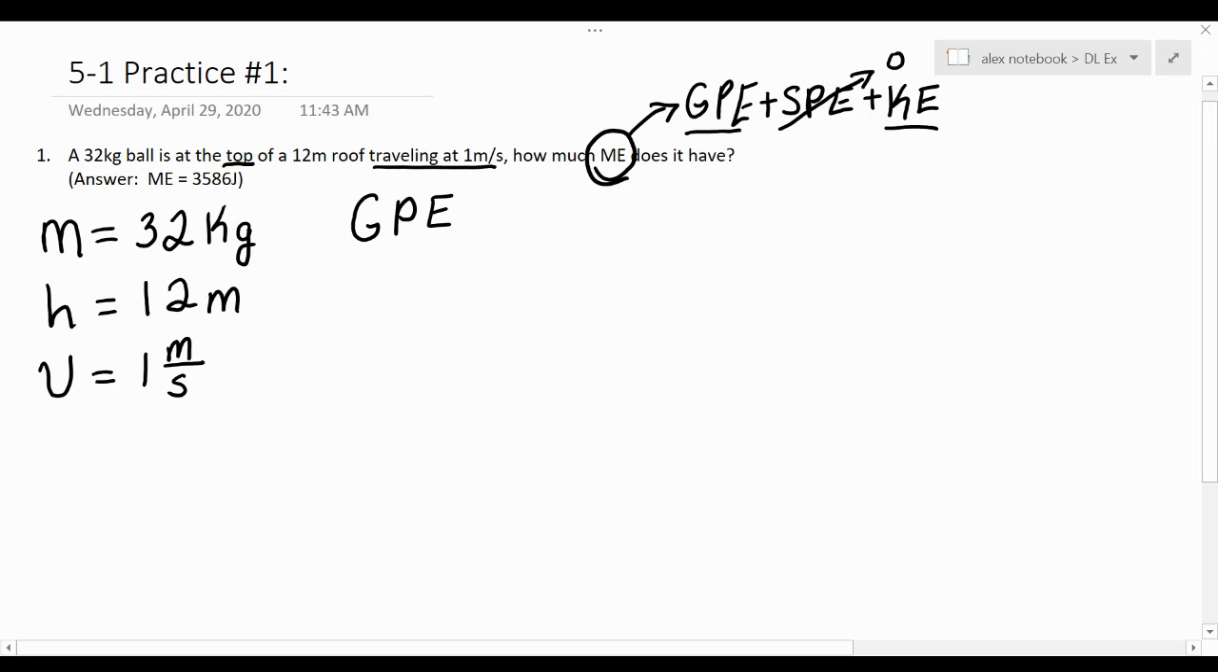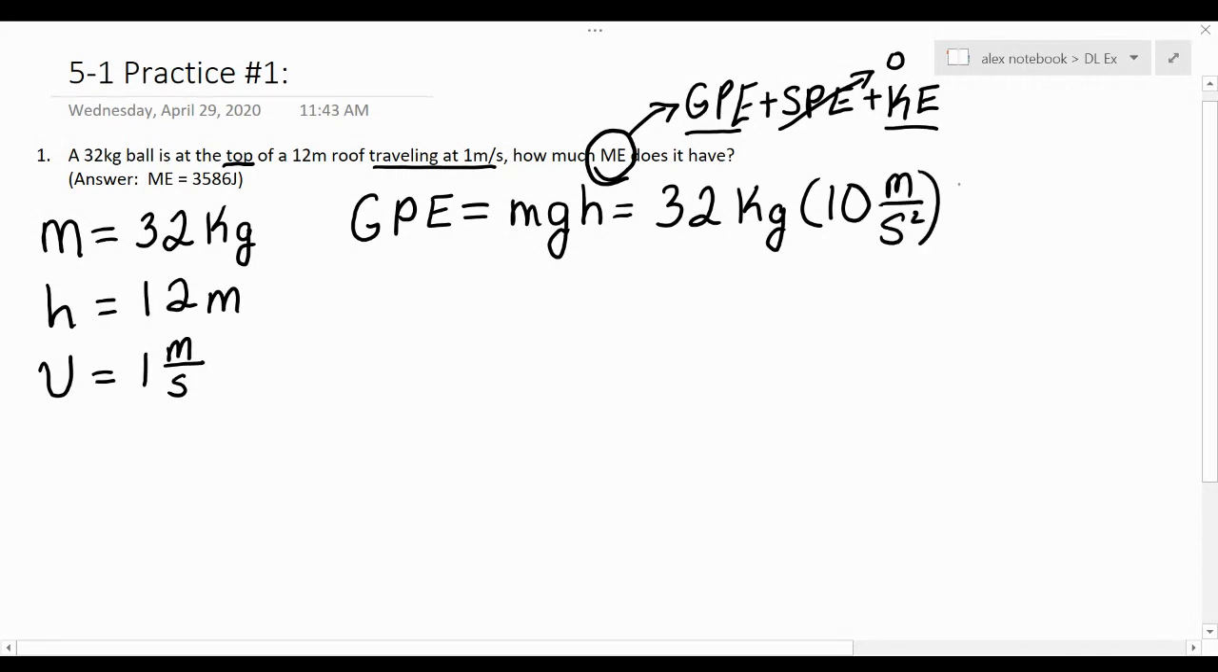So in order to get the mechanical energy, we need to calculate the gravitational potential energy first. Mass times gravity times height. Well, that's 32 kilograms times gravity, 10 meters per second squared, times the height of 12 meters. Multiply across in our calculator, and you should get 3,840 joules of gravitational potential energy.